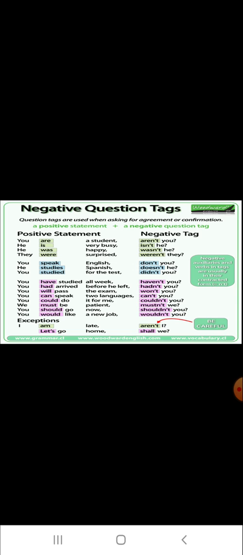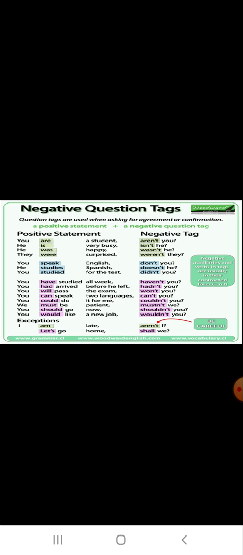The seventh example is you studied for the test, didn't you? So studied is here the positive statement and the question tag for this is didn't. Now the eighth example is you have studied all week, haven't you? So here have is the positive statement and haven't is the negative question tag. Now the ninth example is you had arrived before he left, hadn't you? So here had is the positive statement and it is followed by hadn't, that is the negative question tag.